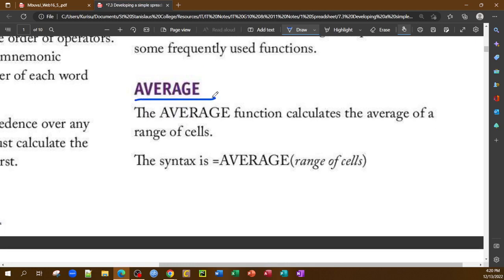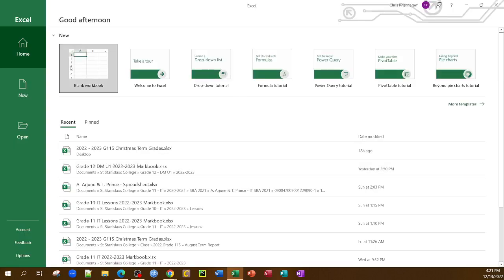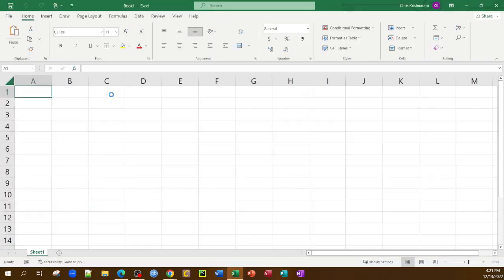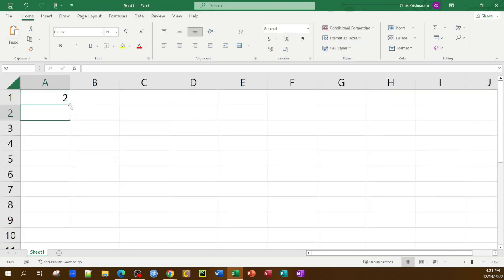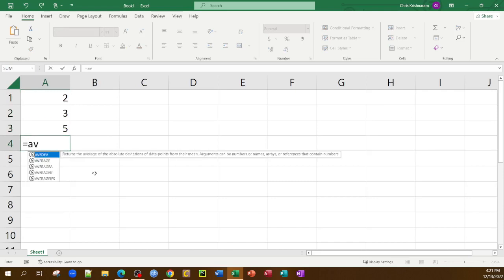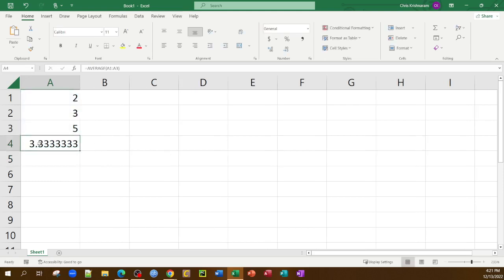So, for example, the last class we looked at the average function. And this is basically how you create that average function. You start with the equal sign, you type in the name of the function, and you put whatever value inside of the bracket to give it the source of the data and to carry out that calculation. So for instance, we could type in a range of numbers like this here. We just do those three numbers, equal average, and we highlight that range and we get our average here.